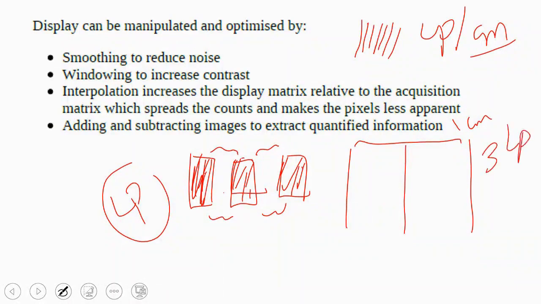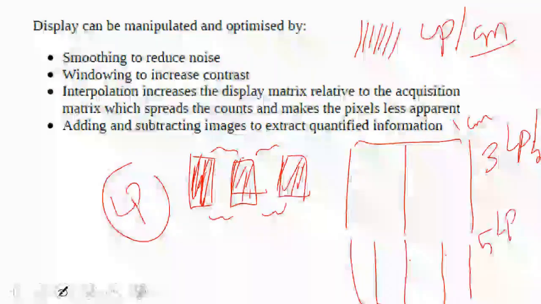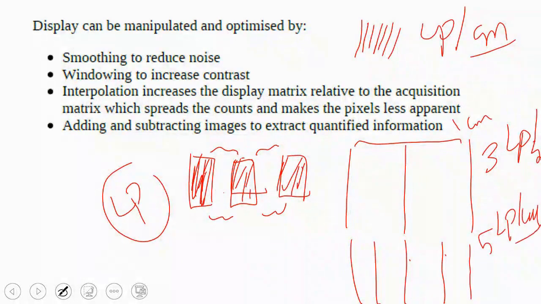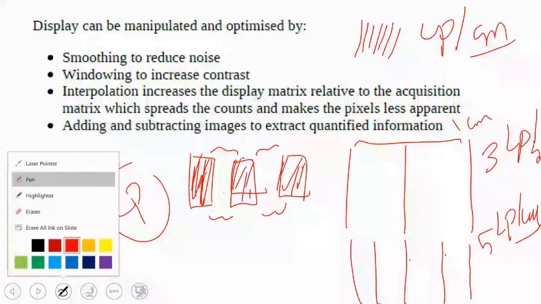Three line pairs per cm. Let's assume in this same cm I placed 1, 2, 3, 4, 5. So I have 5 line pairs per cm. Now, these 3 line pairs per cm represent my object. You can express it in the frequency domain.